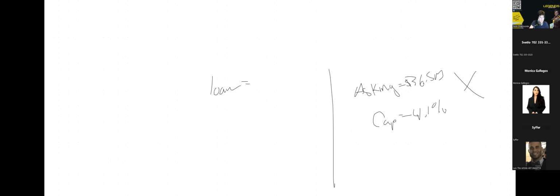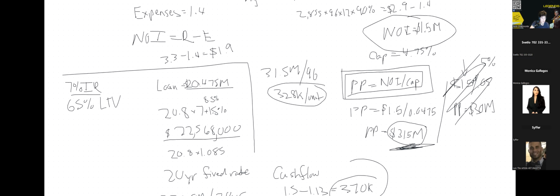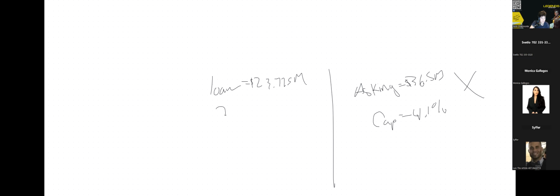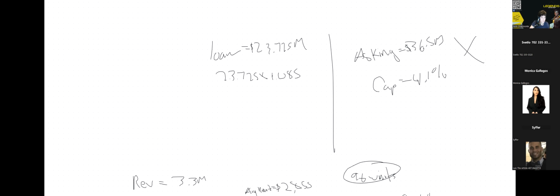0.65. Yep. 23,725,000. Yep. All right. So that's our principal on the loan. It's 23.725 million. We're going to multiply that by our 8.5% interest. That's including principal. So times 1.085. What is going to be our total debt payment, including principal and interest?